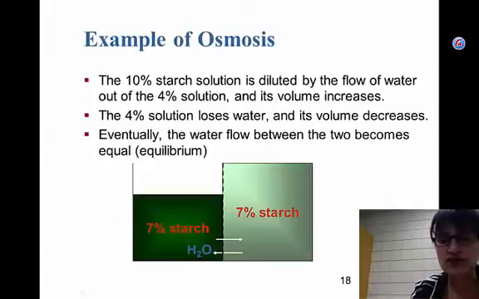So here's a picture. I have a 7% starch, and over here, or this was a 4% to start with, and this was a 10%. So what's going to happen is the 4% that's over here, water is going to transfer over to the 10%. As it does that, the 10% is going to become diluted to 7%, and as water leaves, this one becomes more concentrated, and eventually they're both going to become the same concentration, and in that case the amount that's going back and forth are the same. So water leaves this one, this level gets lower, water goes into this one, it gets higher.